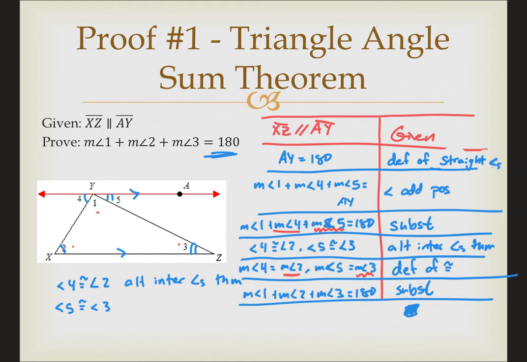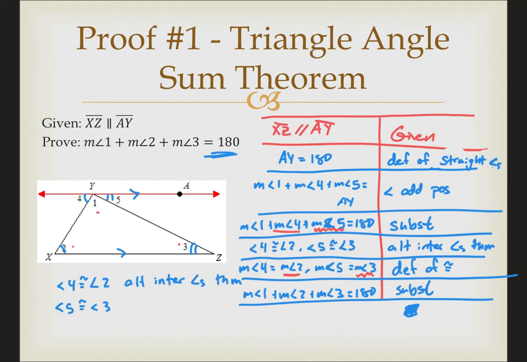Now, the reason we went through all of this effort to prove that the measure of angle 1 plus the measure of angle 2 plus the measure of angle 3 is equal to 180, is to prove the triangle angle sum theorem. For those of you who still haven't figured out what that is, no worries. Here's the definition.